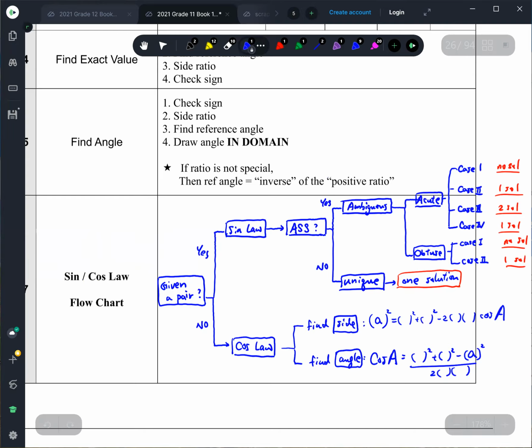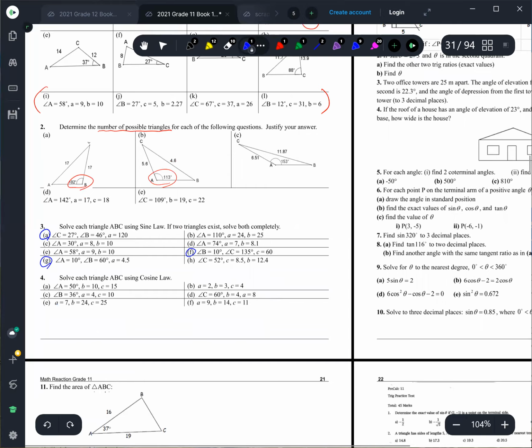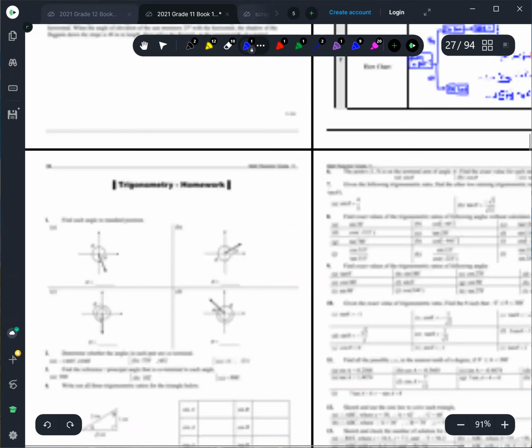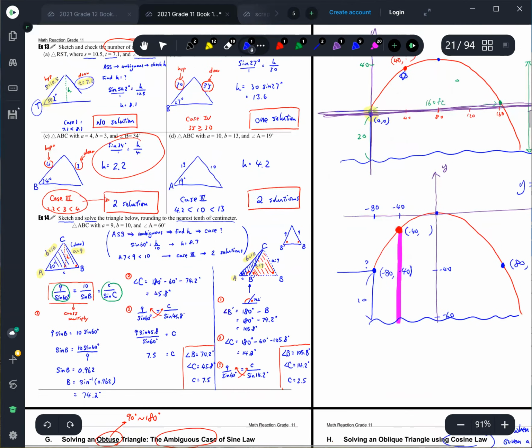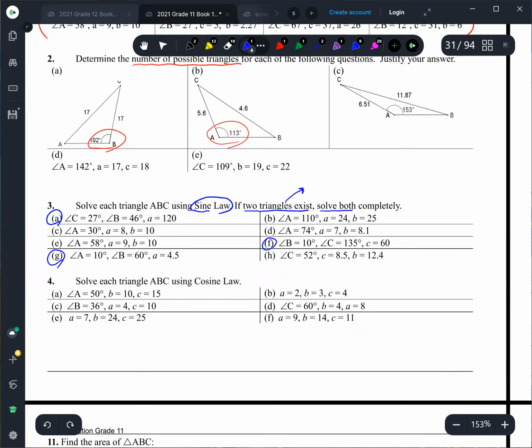Got it? Okay. So let me show you quickly what the homework will look like. It'll be something like this. Solve the triangle using sine law. This one is easier, it already tells you to use sine law. If two triangles exist, that means two solutions, you need to solve both. Look at the example we did, page 11, exercise 14. You need to solve both, it didn't tell you.